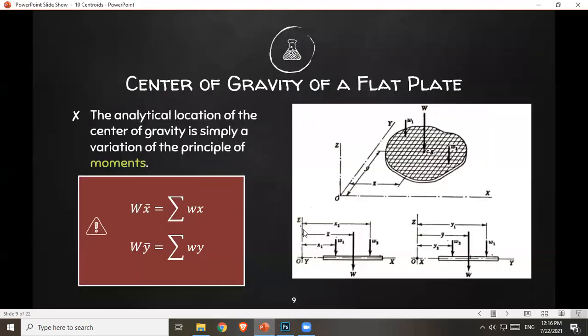So for example, here, this is my reference axis, right? This is axis z. So this total weight w, x bar is its total distance from your reference axis, and then we have w1, and then x1, w2, x2, and so on and so forth. Okay, so that's basically your equation to get center of gravity or centroid.